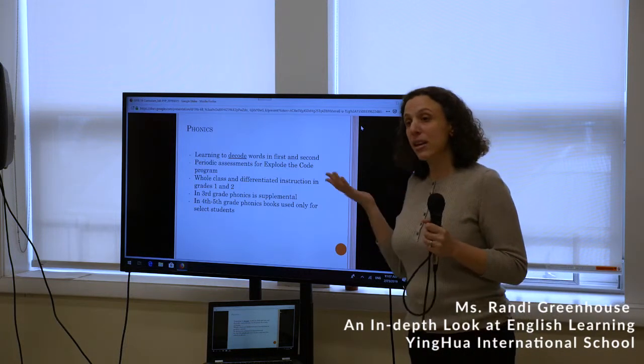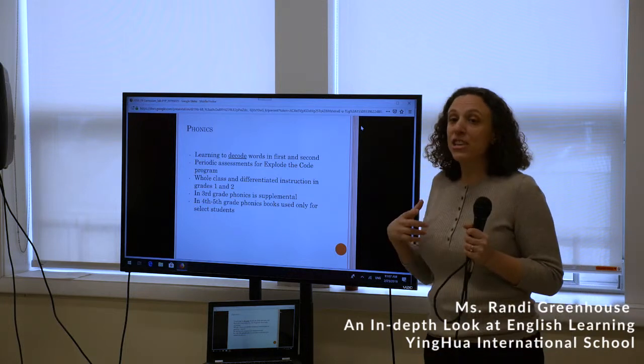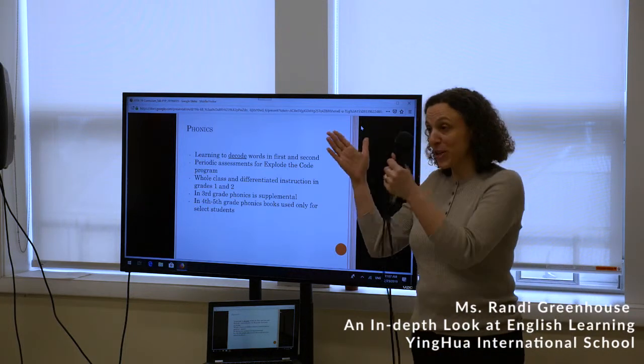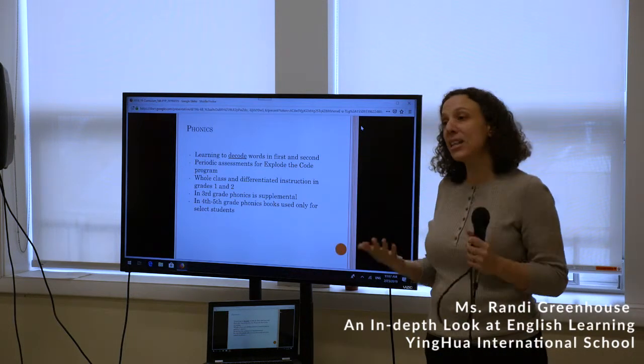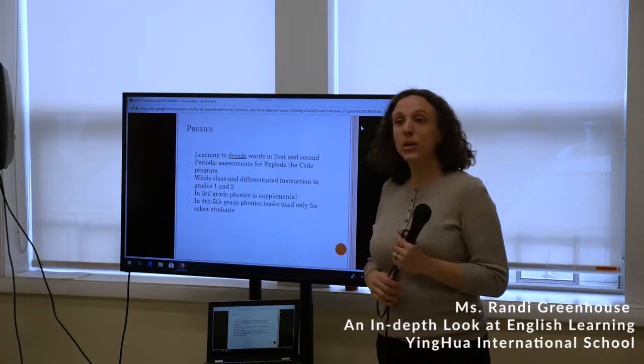So what our phonics program does is also teach syllables and how to figure out where to break the syllable. And that's part of phonics instruction. That's part of our book, Explode the Code.